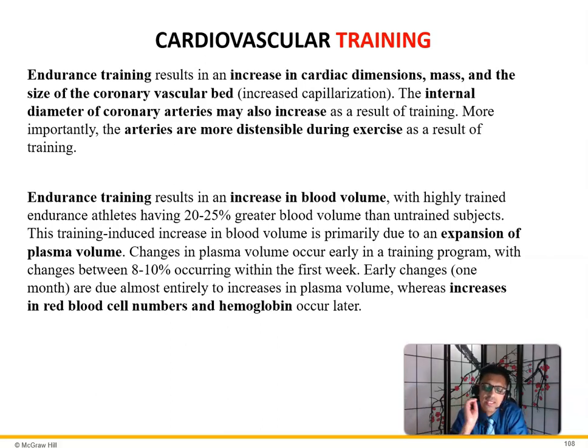Endurance training results in an increase in blood volume, with highly trained endurance athletes having 20 to 25% greater blood volume than untrained subjects. So somebody that doesn't train, maybe their blood volume is 5 liters, but somebody that trains, it could be 5.5, 6 liters. This training increase in blood volume is primarily due to an expansion of plasma volume. Changes in plasma volume occur early in the training program, with changes of 8 to 10% occurring the first week. Early changes, within 1 month, are due almost entirely to increases in plasma volume, whereas increases in red blood cell numbers and hemoglobin occur later.